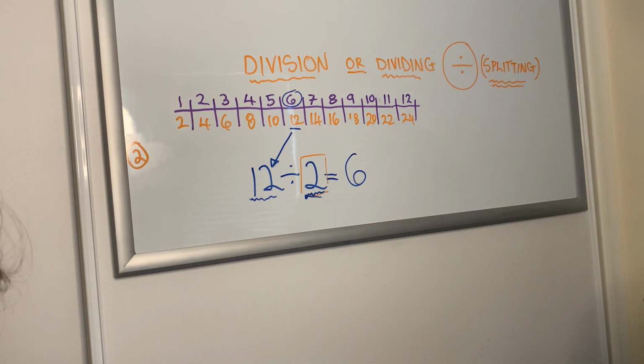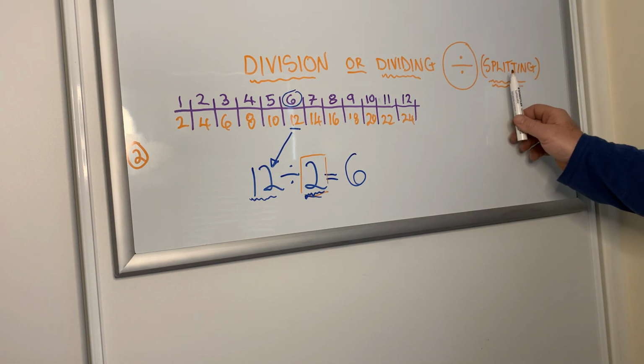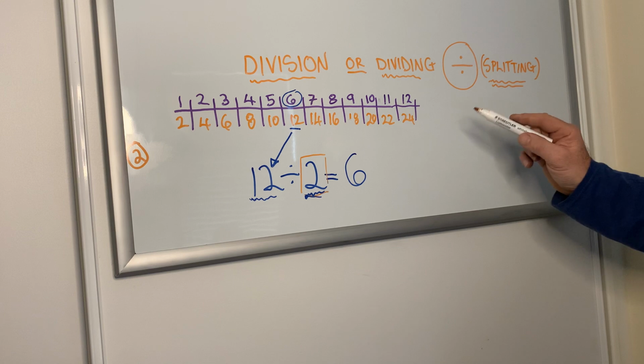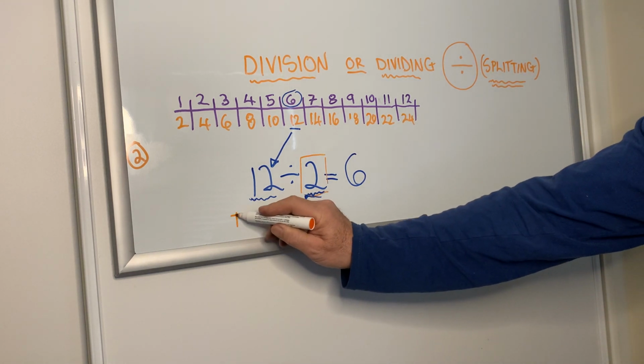Now, let's have a look at another way of doing this, with the term that I used here, splitting. I call it like this. I say it like this. We've got a total of 12.